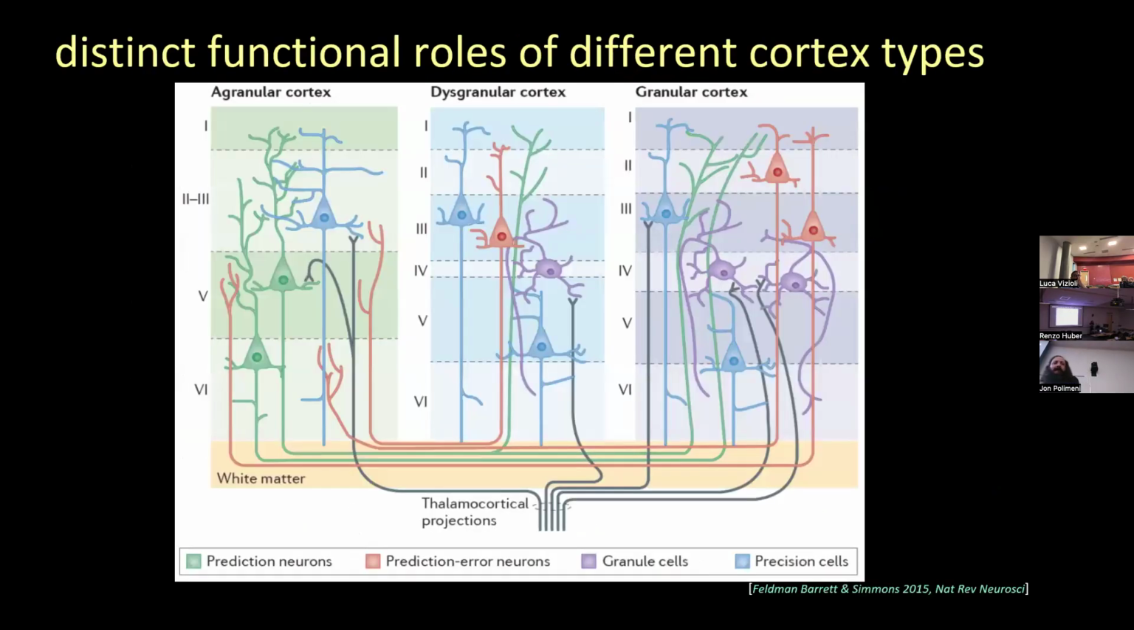And we think that there may be distinct functional roles of these different cortex types. So this is some work from Lisa Feldman Barrett, who is sort of proposing that maybe agranular cortex, dysgranular cortex, granular cortex may play different functional roles in these multi-area brain circuits. And so we think that form follows function. There may be a reason why we're seeing these differences in microanatomical structure across these areas.